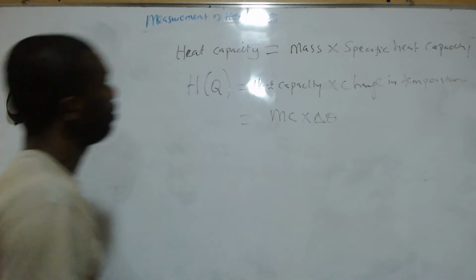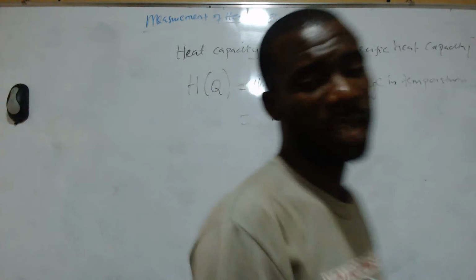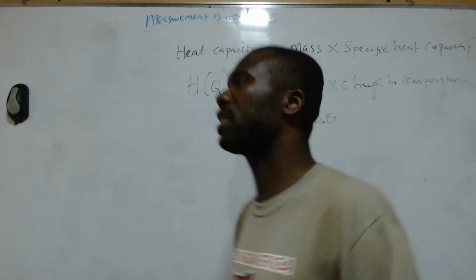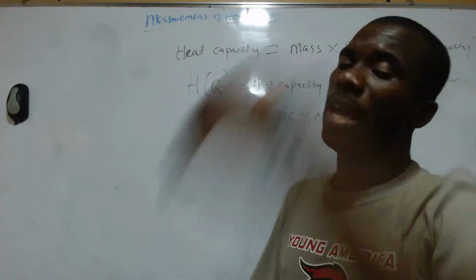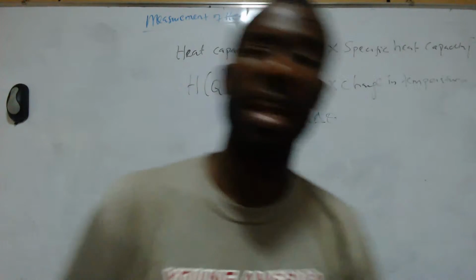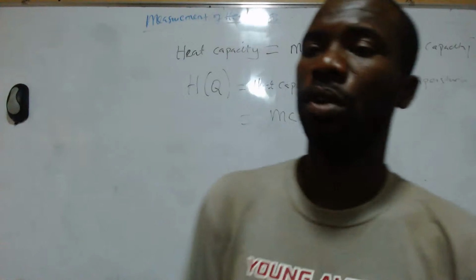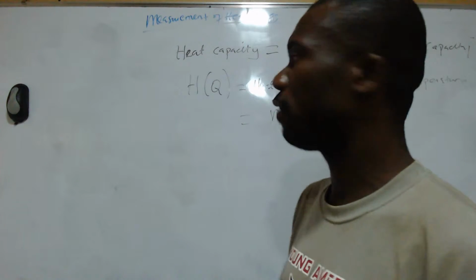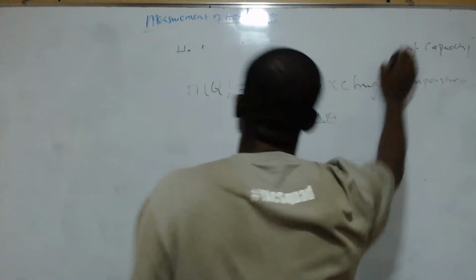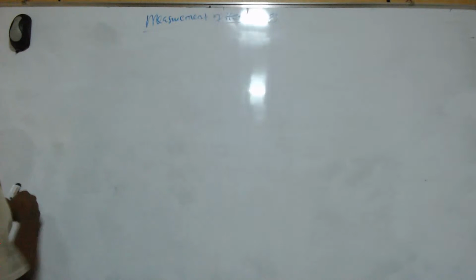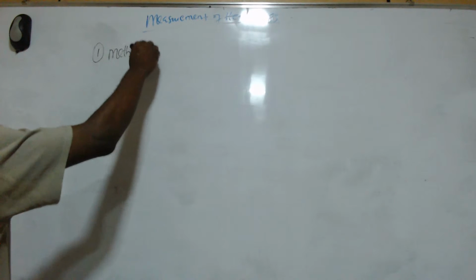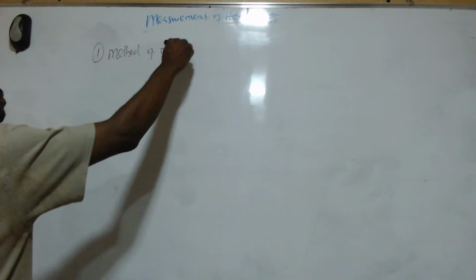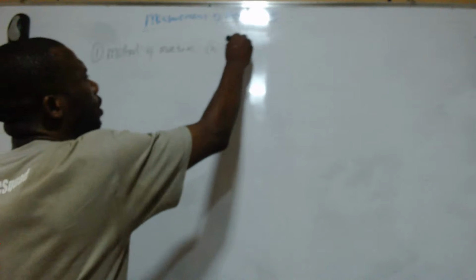So that is it. Now, let's go back to measurement of specific heat capacity. The specific heat capacity of a body could be measured by two methods, as I said earlier. One, we have the method of mixture, and two, we have the electrical method. Let's start with the method of mixture.